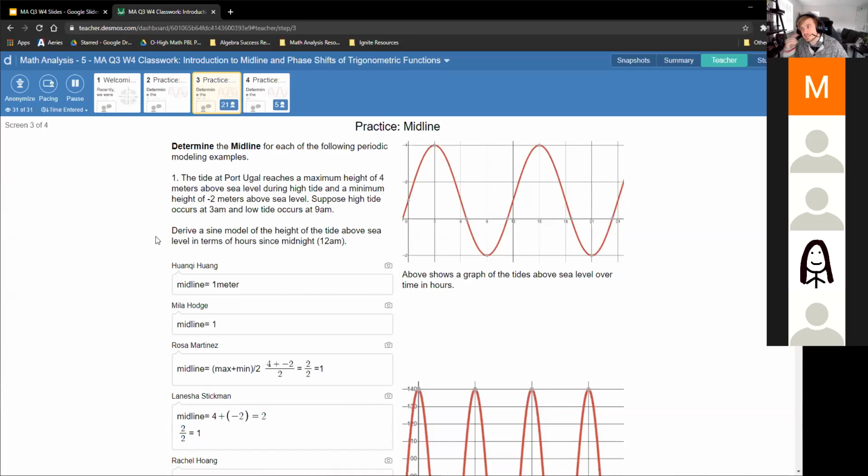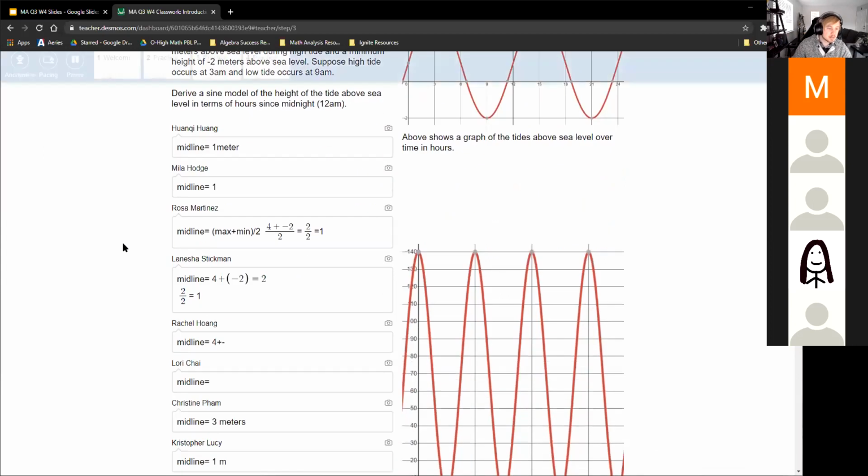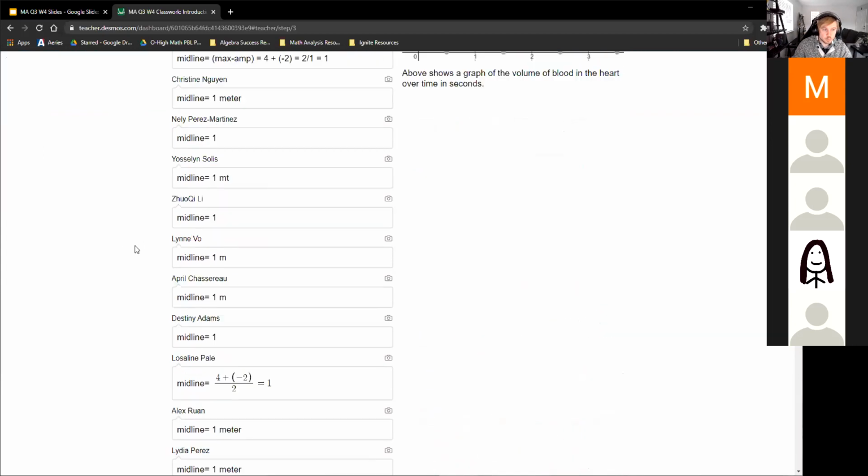Essentially, guys, think about it like this. Midline is just in between 4 and -2. Because those numbers are pretty close, it's not even that hard to just count to the middle. I'm at -2, I'm at 4, and I count towards the middle. If I go up 1 and down 1, I'm at 3 and -1. Repeat that, I'm at 2 and 0. Repeat that, I'm at 1 and 1. So 1 is in the middle, right? So our midline for the first one is 1 meter.